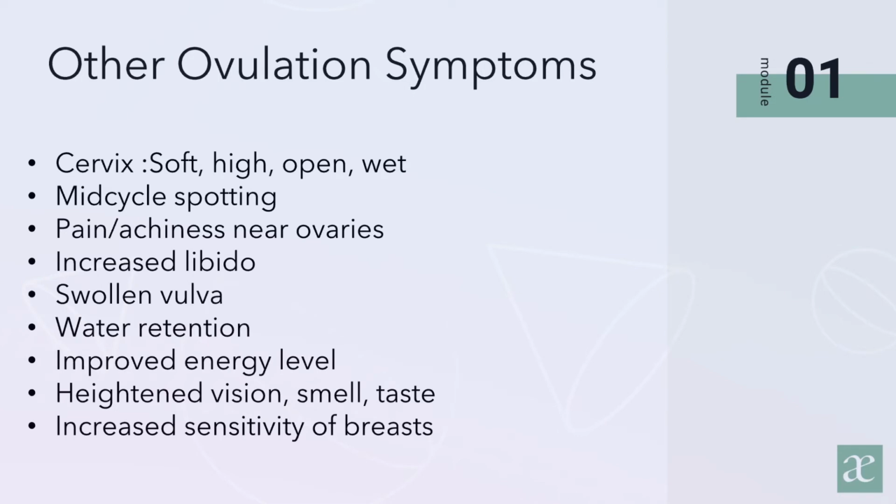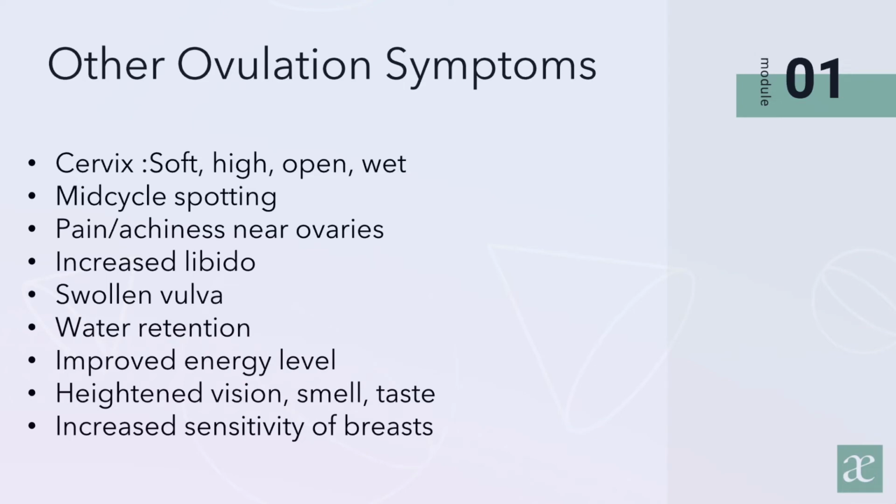You're also going to have an increased libido around ovulation, self-explanatory. You are going to have an increased libido because you need to have sex in order to reproduce. Your vulva is going to be swollen, and that's because there's going to be increased blood flow to the area. You can get water retention from those changing hormone levels. You're going to have improved energy because you need energy to have sex. You are going to have heightened vision, smell, and taste, and that's because you need to find a mate. And then increased sensitivity of the breasts as well due to hormonal changes. So you can look out for any of these symptoms as well.